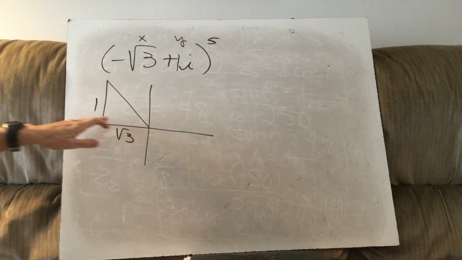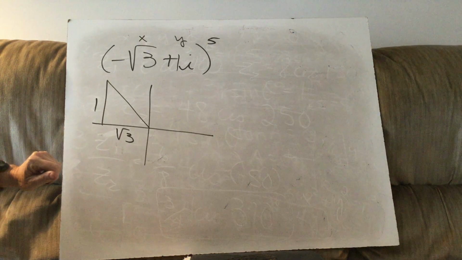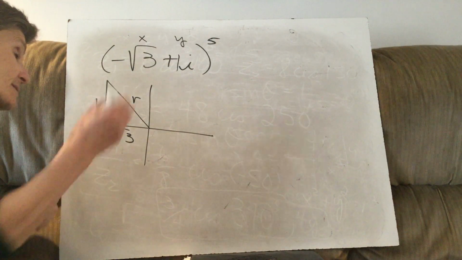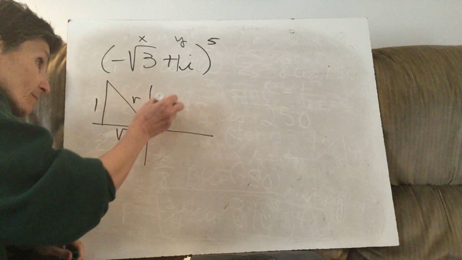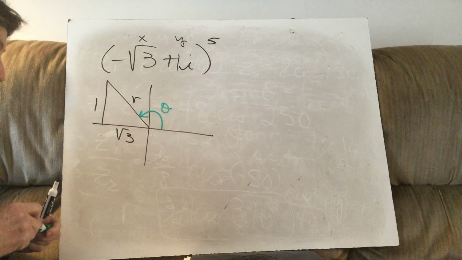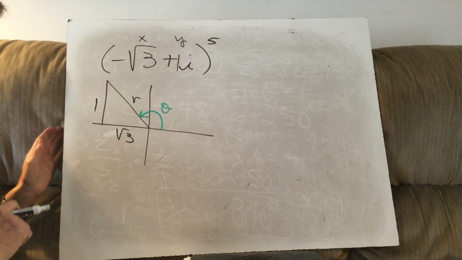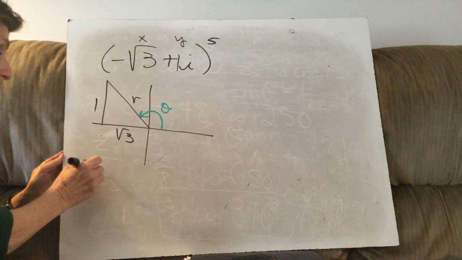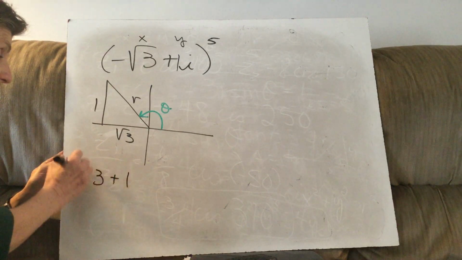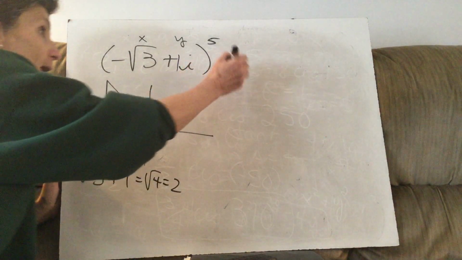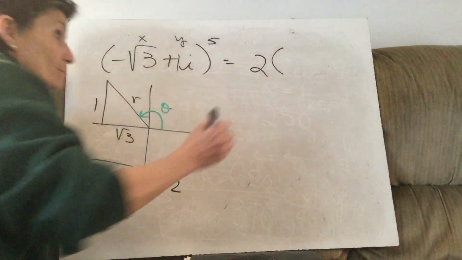So I'm coming left root 3 and up 1. And this is my r, and this is my theta. Okay, so we've done this already. We know how to do this. This is step 1. Believe it or not, there's more. So we'll square the first one, square the second one, add them up, and take the square root. So r turns out to be 2.